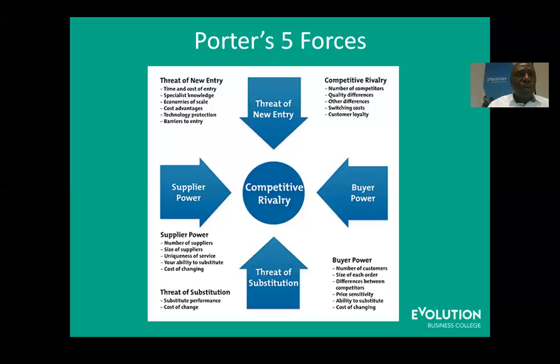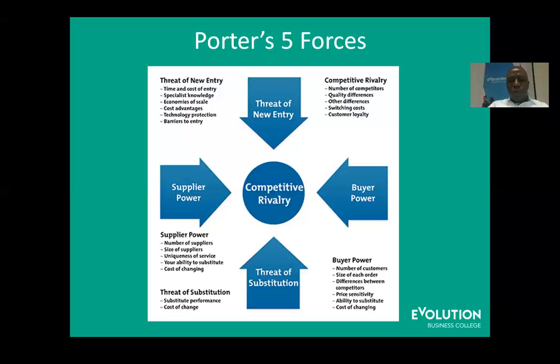Obviously, there will be some similarities, but it's going to be what are the major differences of all those competitors. So you look and say, what are the differences in these competitors, and how are they competing against each other? What is the competitive advantage that each and every one of them is using? Then once you've done that, you say, well, buyer power. What do we mean by that? We're talking about the number of customers, the size of each order, the differences between competitors, price sensitivity, ability to substitute, and cost of changing.